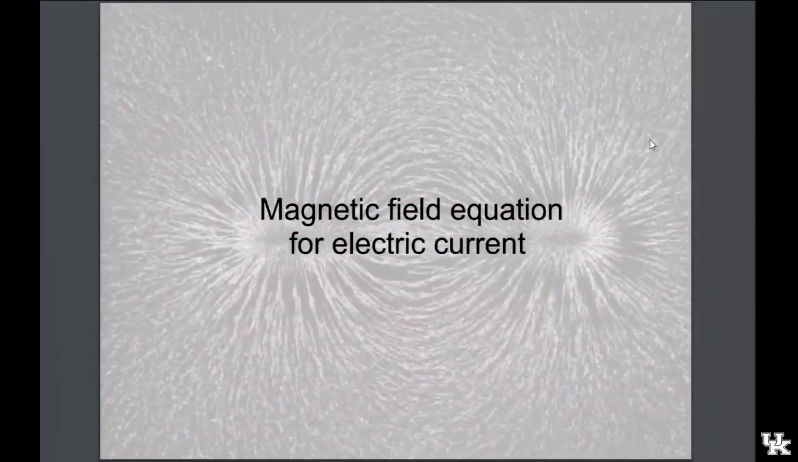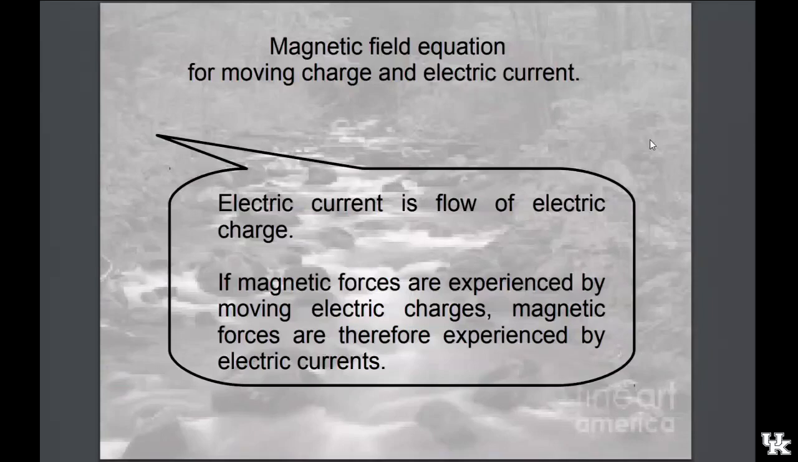Okay, so the field equation for magnetism. It's the equation that specifies the force in terms of the magnetic field. We wrote it down last class. I want to show you another way that it's written down, because there's actually two ways. Sometimes you use one way, sometimes you use the other way.